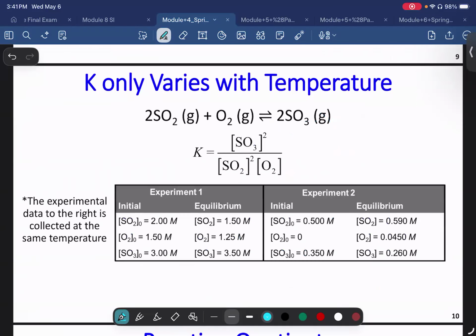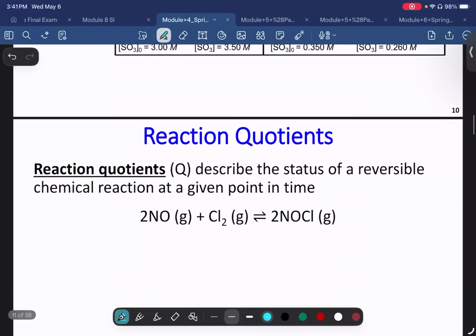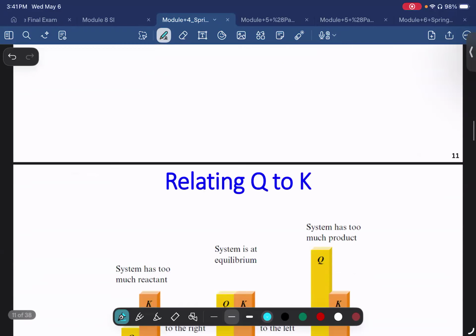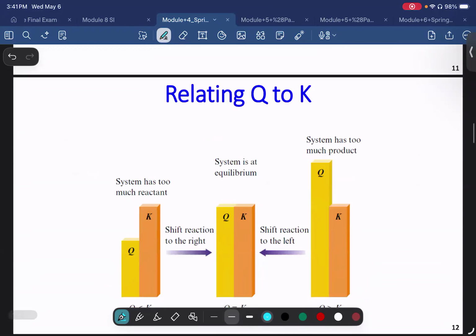K differs with temperature. That's something you just need to know. It's important for acids and bases as well, because of Kw. And then reaction quotient. Reaction quotient is basically the same thing as K, except now you have the initial concentrations, and this is where the ICE tables come in. This is a very important concept. I'm going to guarantee you're going to get a question about Q and K.